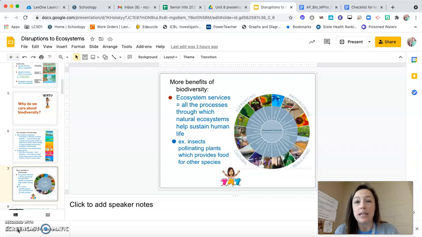We don't pay the bees, right? We don't pay the trees to make oxygen. We don't pay the clouds to do the water cycle. So all of that is free, and all of that is stuff that benefits us and other species. So those are some of the benefits of biodiversity. The more diversity we have, the more jobs that those species can do that benefit other species.